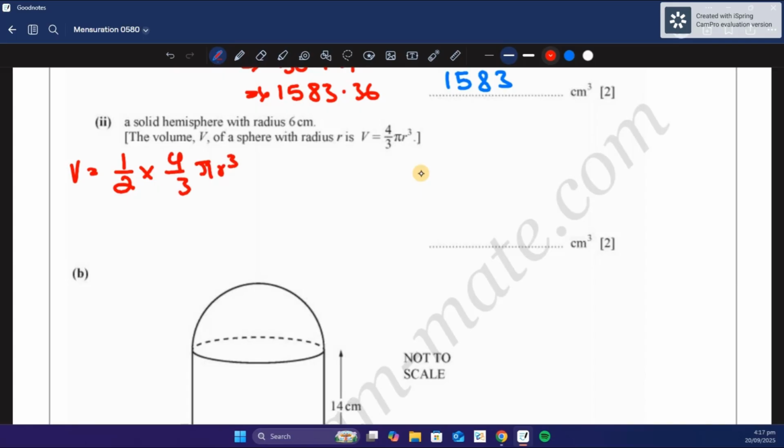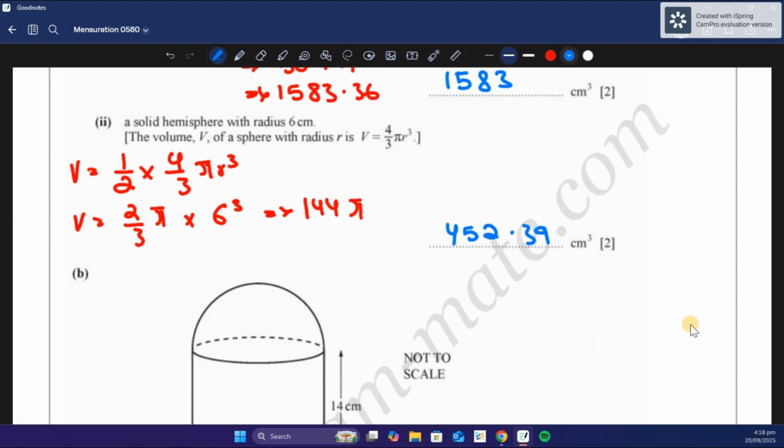Alright, that would give us 2 over 3 pi into 6 cubed. And if we solve it, that would give us 144 pi. And if we simply solve it further, this would give us an answer of 452.39, and that would be our final answer.